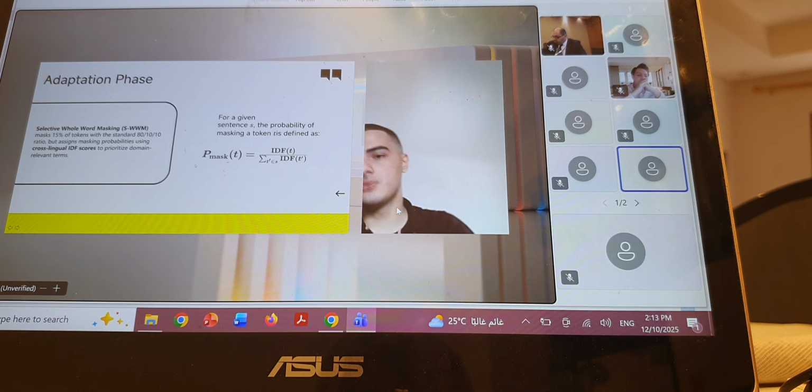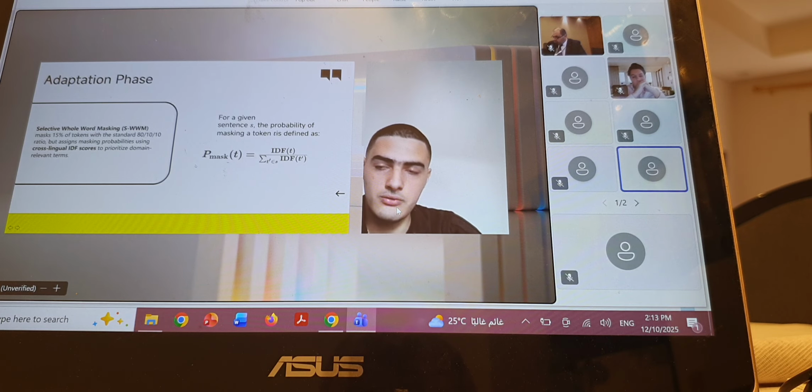And in the adaptation phase, we would use selective whole word masking, which would mask 50% of the tokens following the standard 80-10-10 ratio, but assigning the masks by probabilities using the cross-lingual IDF score to prioritize domain-relevant terms.